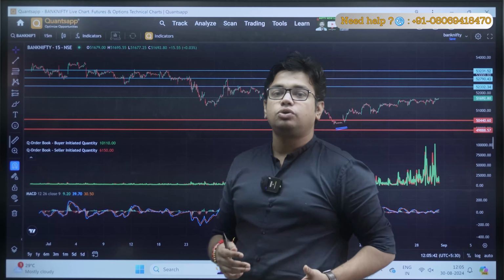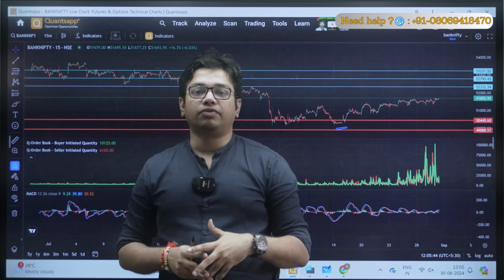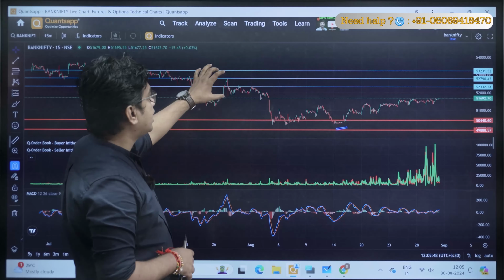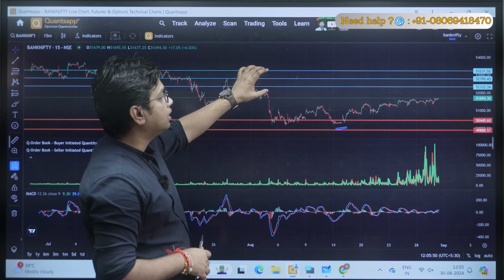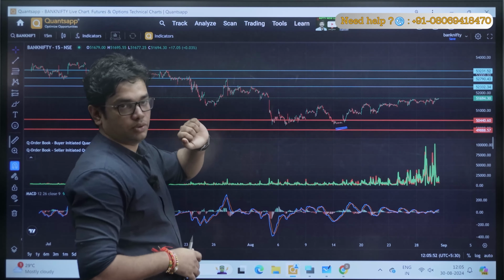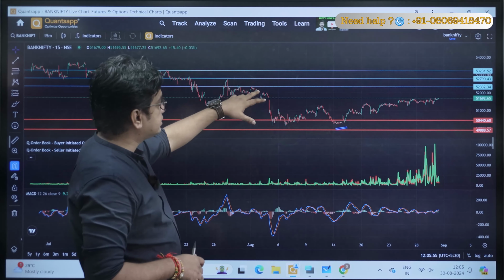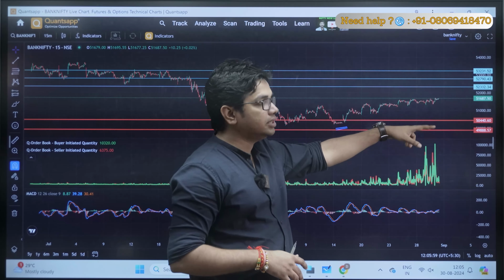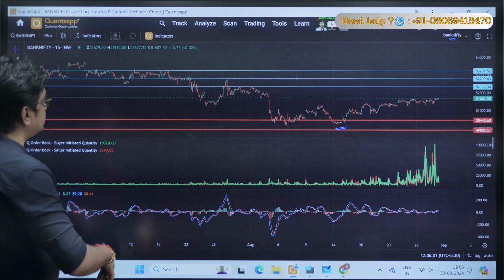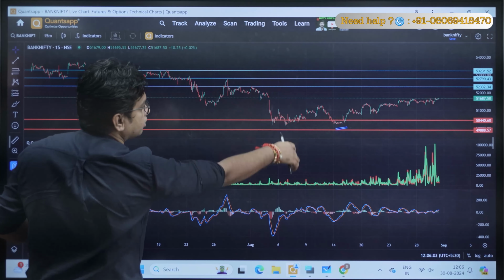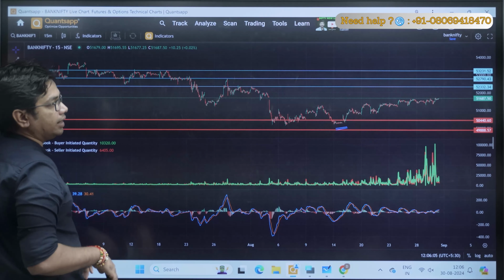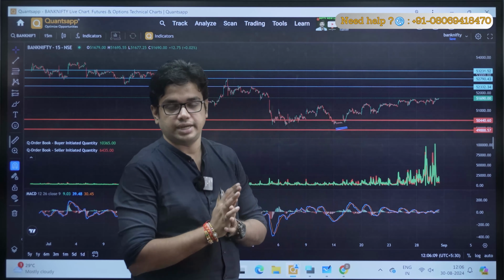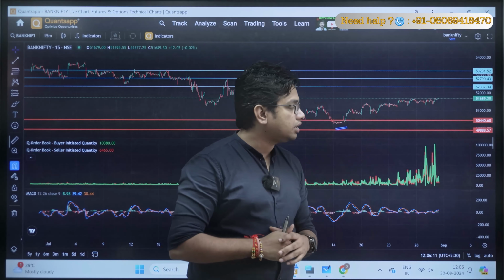If I am going to take a trade in Bank Nifty for a longer duration, then I should wait for these levels to be broken. Till now I can see it can be range bound between these levels, because you can see it is just moving between these levels, it is not moving beyond that, and also it is going slowly on the upward side.